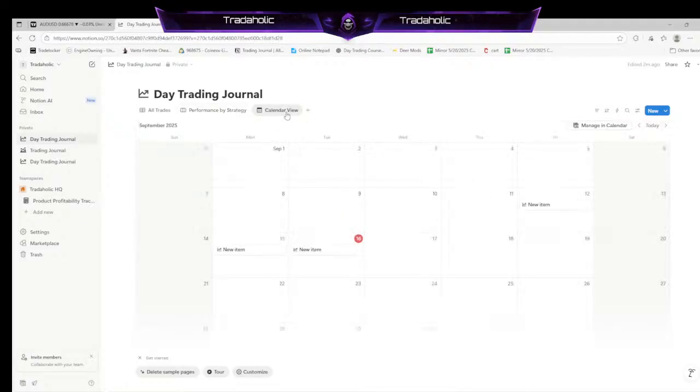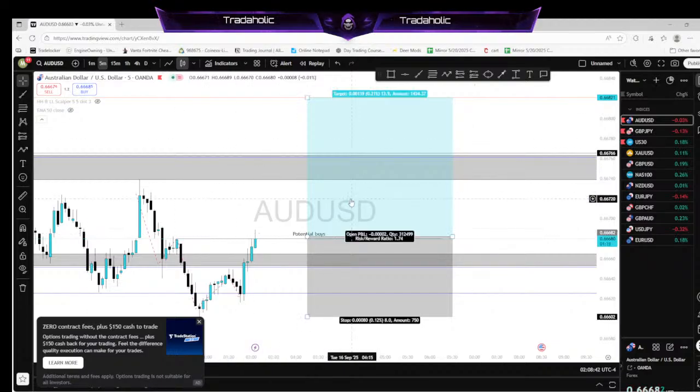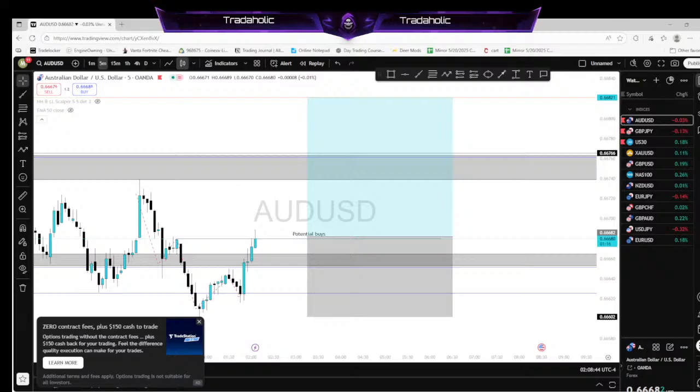Also, you have a calendar view, basically just going to show your net P&L based off of that day of trading. So, as a beginning trader, I do recommend you journal like that. Hopefully that helped anybody.